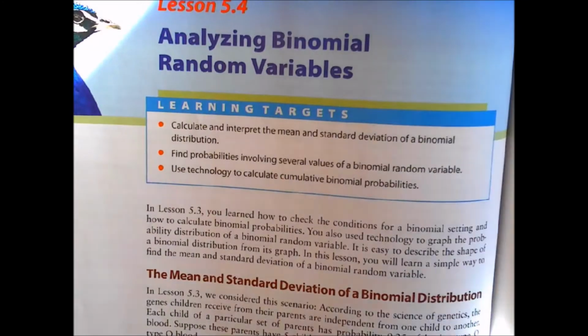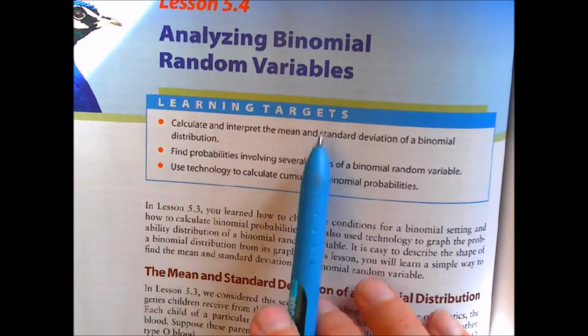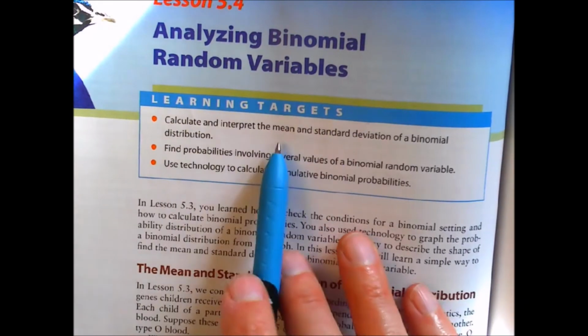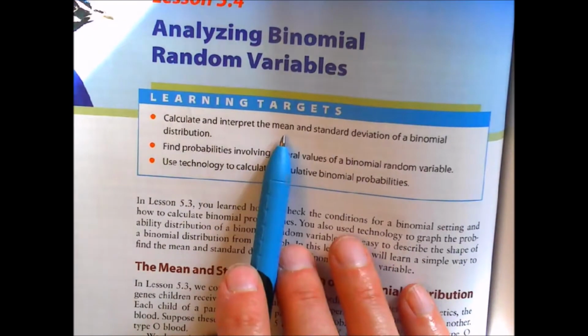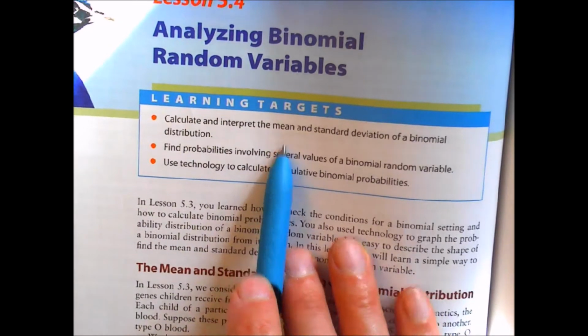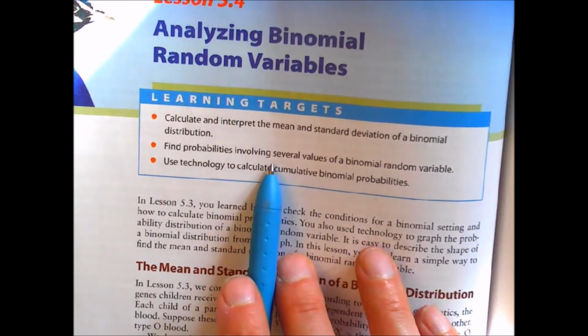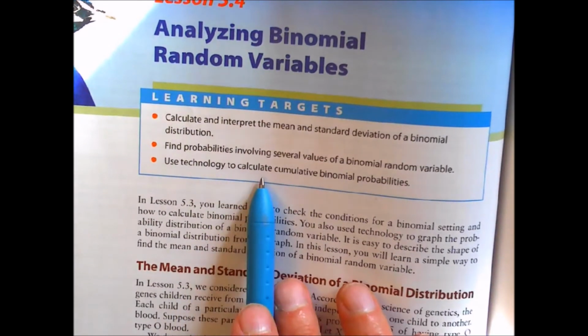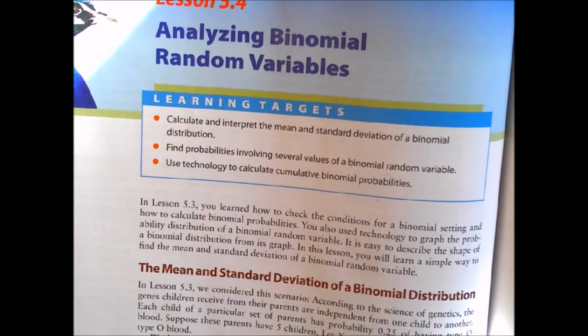Okay, for notes 5.4, we're going to talk more about these binomial random variables. We're going to find an easier way to find the mean and the standard deviation than what we've done before, with all the adding and dividing and all that stuff. We're going to find some probabilities involving the binomial, and we're going to try and use technology to find an easy way of doing that.